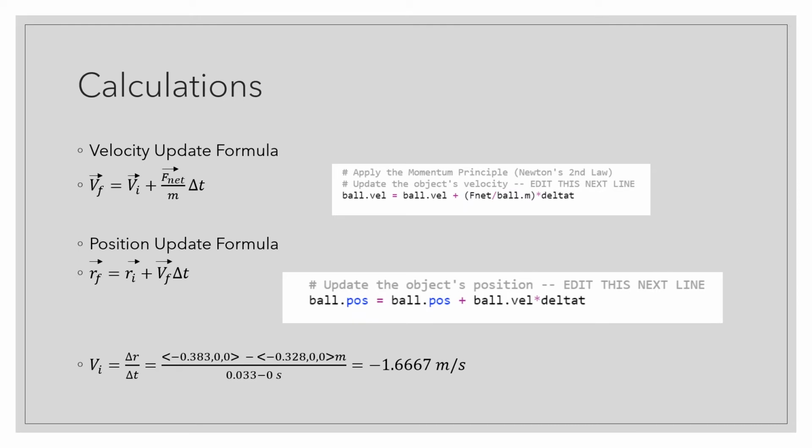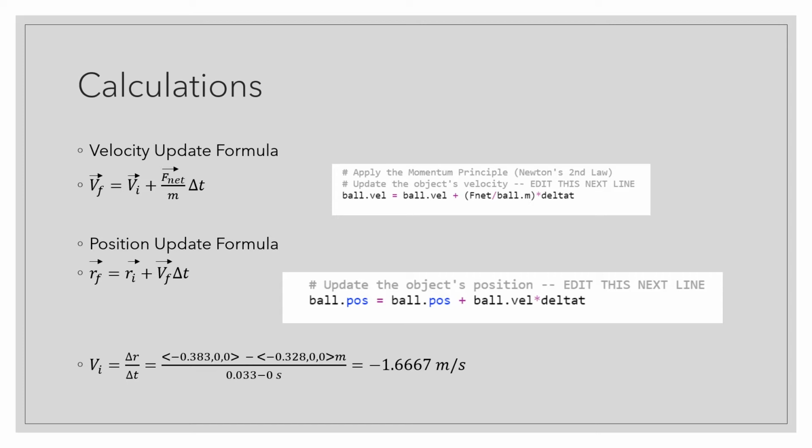So for our calculations, we use the velocity update formula, which is Vf equals Vi plus Fnet over m times delta t. And you can see to the right here how we implement it into our code. Below that, you can see the position update formula, which is Rf equals Ri plus Vf delta t. And then also here's the formula in the code.